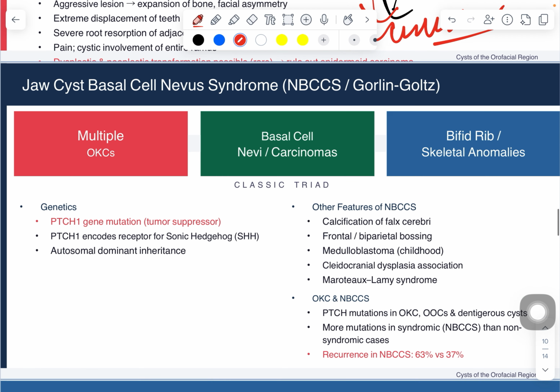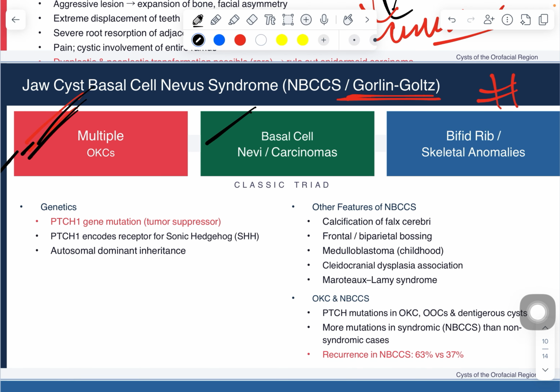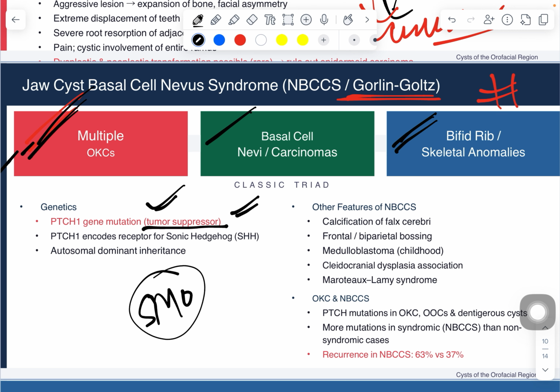Then coming to jaw cyst basal cell nevus syndrome, also called Gorlin-Goltz syndrome. It has a classic triad of three things: multiple OKCs are present, basal cell carcinoma, and bifid ribs and other skeletal anomalies. PTCH1 gene mutation; SMO mutation is also responsible. PTCH will be the tumor suppressor gene present. Other features will be calcification of falx cerebri, cleidocranial dysplasia, Maroteaux-Lamy syndrome, frontal and biparietal bossing.